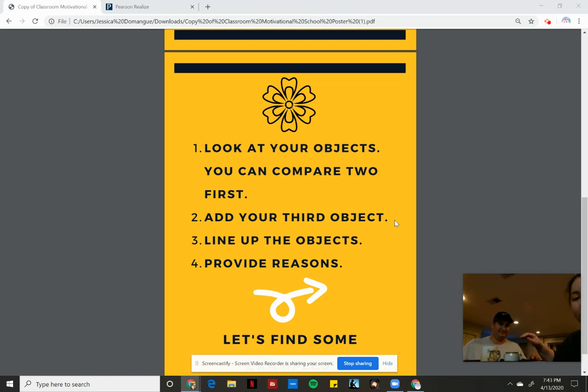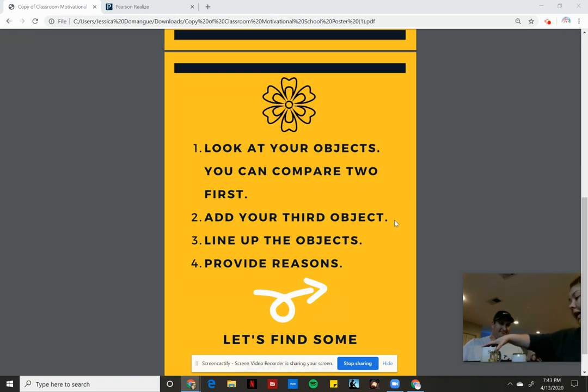Two objects. So I'm going to say, when I look at the height of these objects, this one has a smaller height. So it is the shorter object. This cup has a taller height. So it is a taller object.